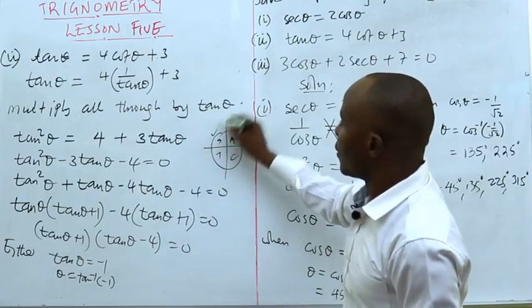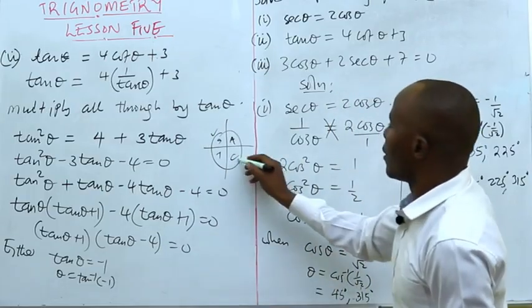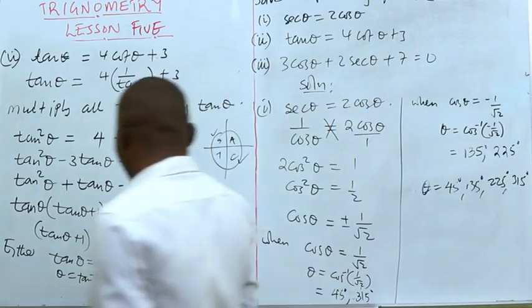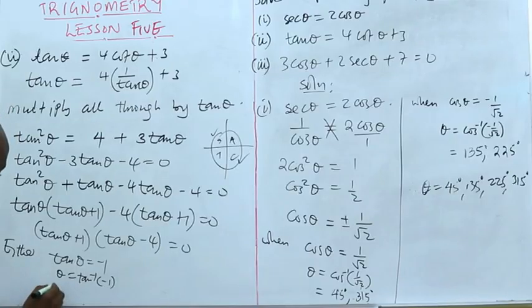ASTC. Tan is negative in the second and fourth. So if it is the second and the fourth, treat this as a positive, and you'll get 45 degrees. So if you get a 45, use the trig equations.